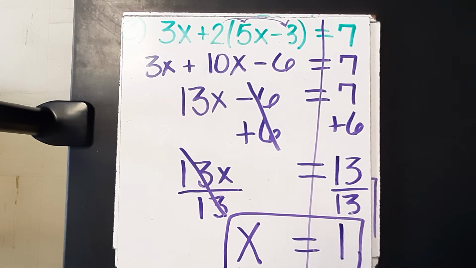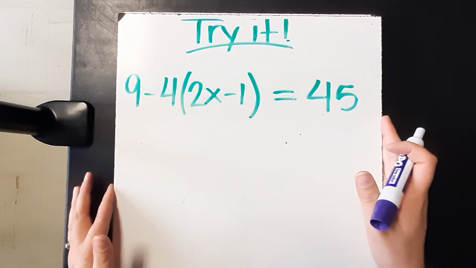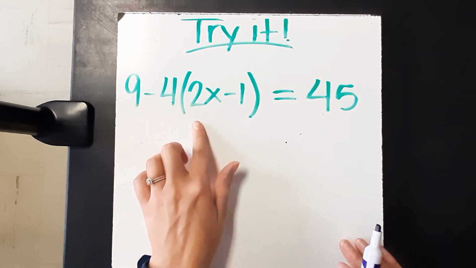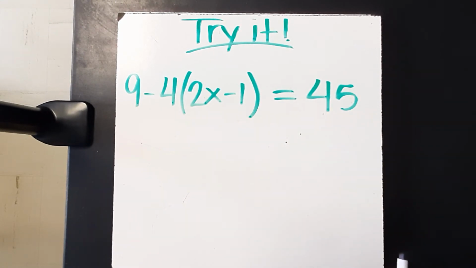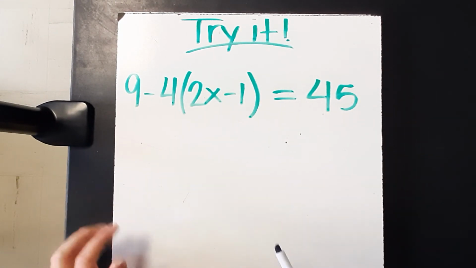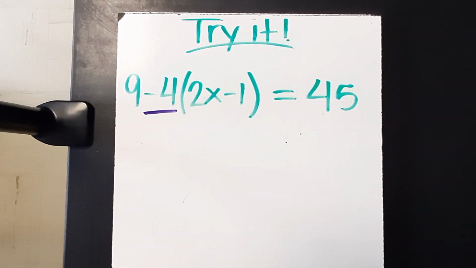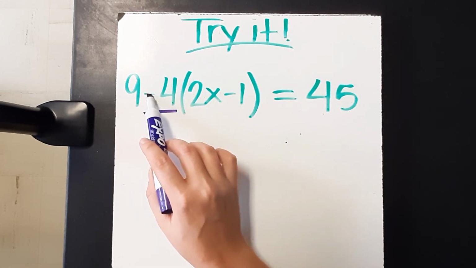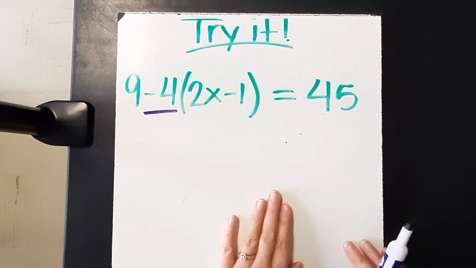All right, that is all on examples for today. Here's a problem for you to try tonight. This says 9 minus 4 times the quantity 2x minus 1 equals 45. I'm going to warn you to be careful when you're distributing here. This minus sign in front of the 4 has to stick with it. So when you multiply this 4, make sure that you're really multiplying negative 4 times everything inside. So go ahead and try this problem.